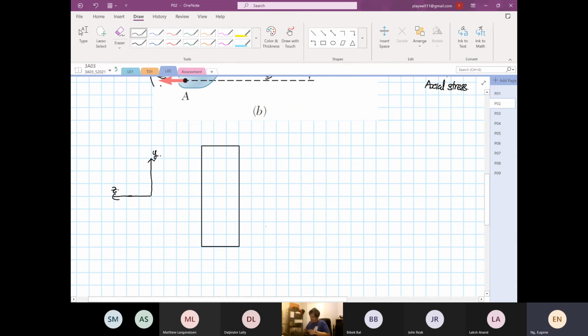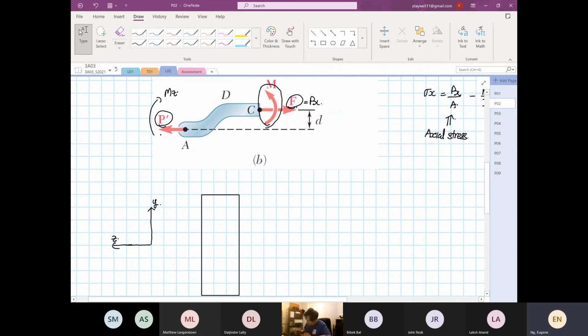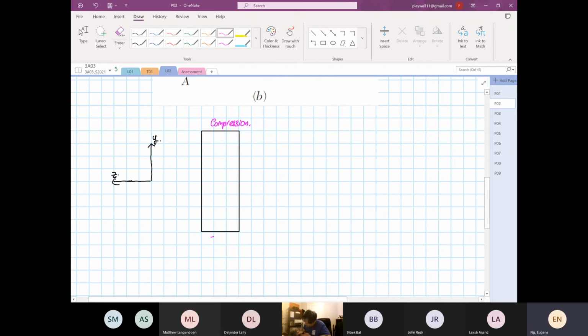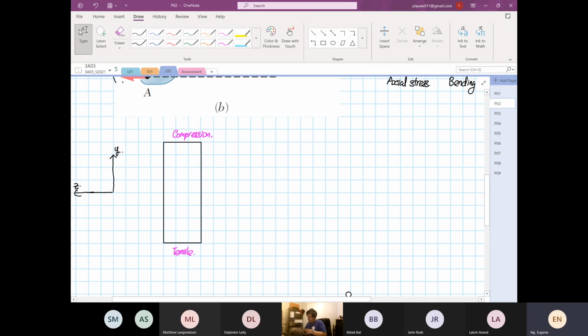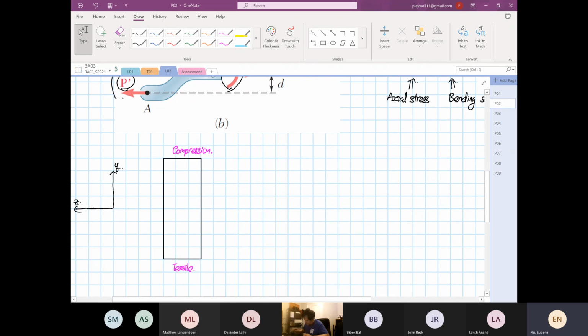Based on what we see over here, the top is under compression and the bottom is under tensile. This is due to bending. If we were to draw the stress distribution, the Px is going to be tensile, yes or no? It's going to pull the material away, so it's going to be tensile.